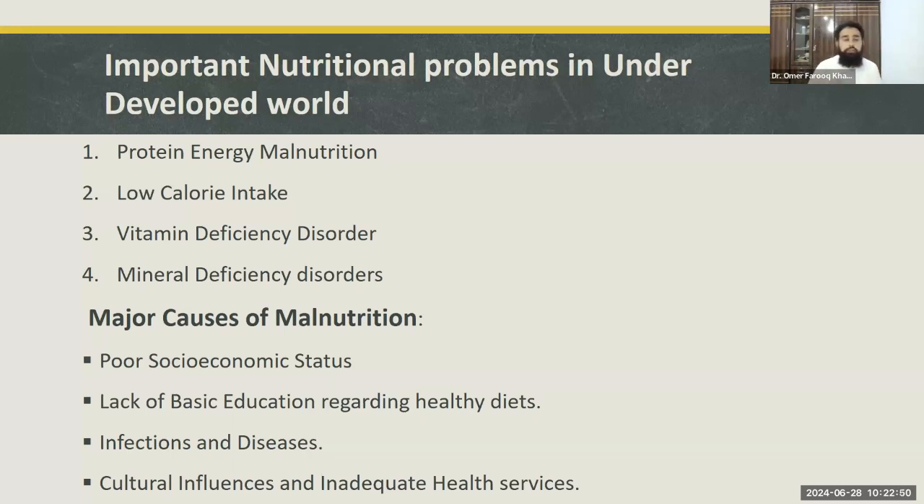Major causes of malnutrition: poor socioeconomic status is number one. Most of the children, adolescents, and even women who are malnourished are so just because of poor socioeconomic status. Then there is another problem, which is lack of basic education regarding healthy diets.